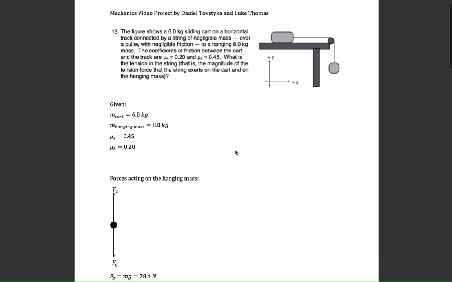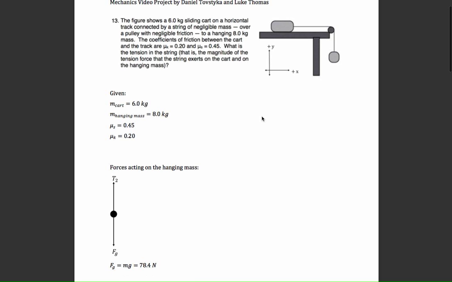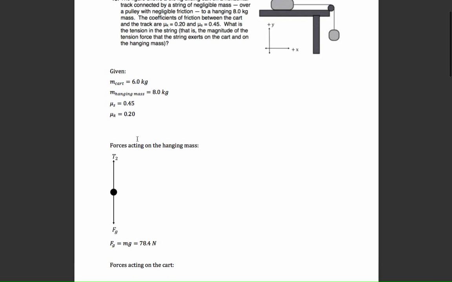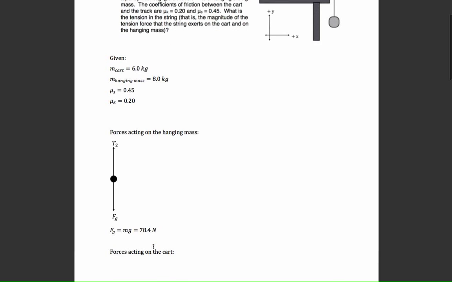Before starting with solving the problem, we made sure that we drew our force diagrams. So here is the force diagram for the hanging mass. The forces acting on it are the tension pulling it up and gravity pulling it down. In the meantime, we also solved for the gravity of the object, which equals 78.4 newtons.